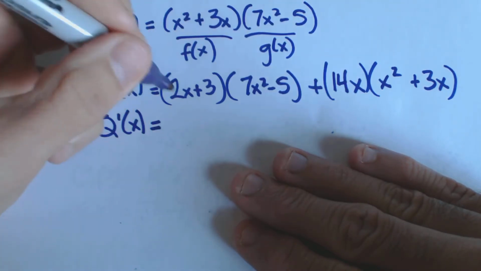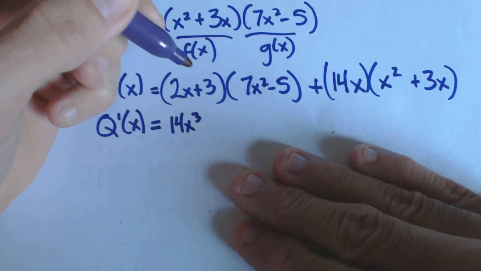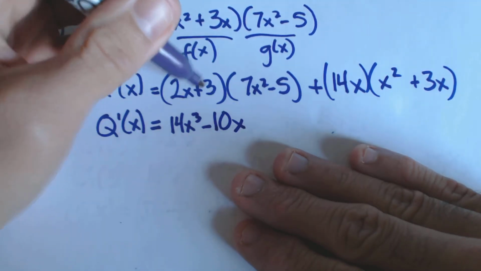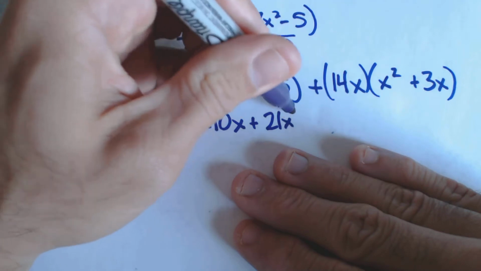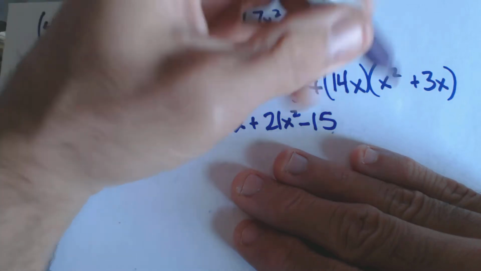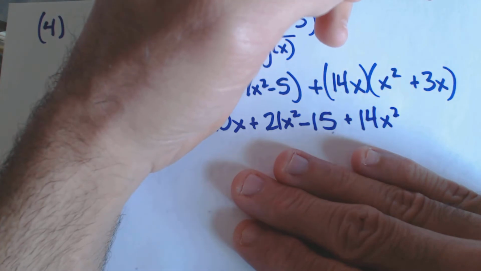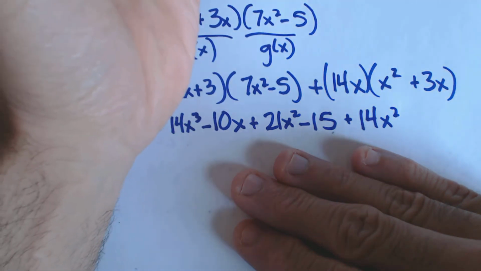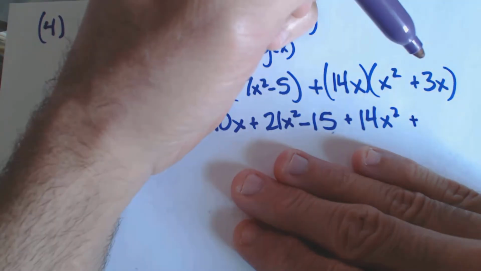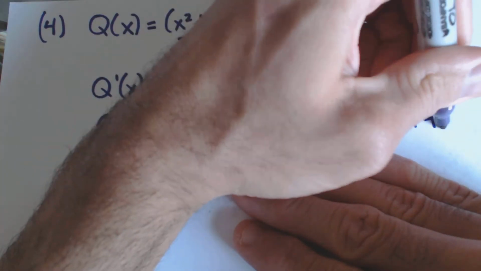Alright, so let's expand some terms here. We've got the first term, we've got 14x cubed minus 10x plus 21x squared minus 15 plus 14x squared plus 42x squared. Sorry, 14x cubed plus 42x squared.